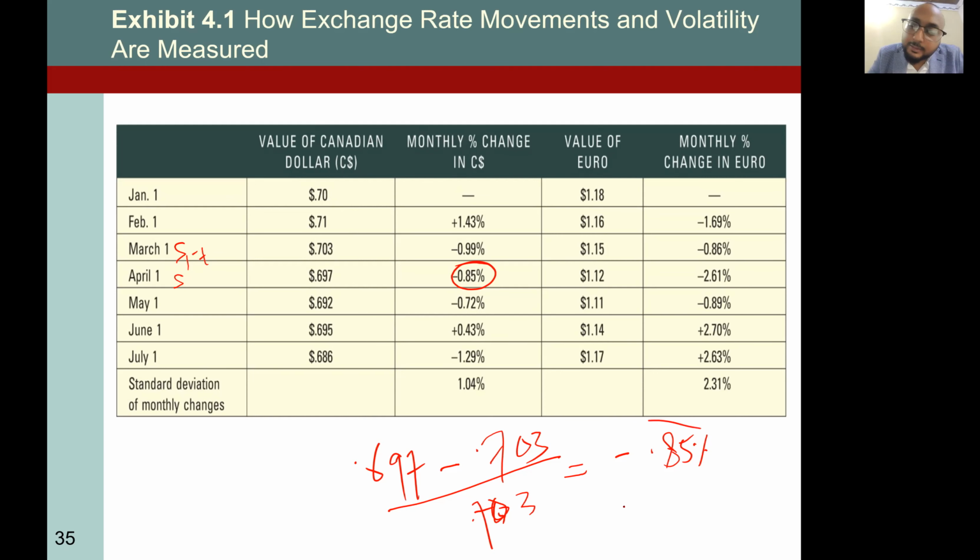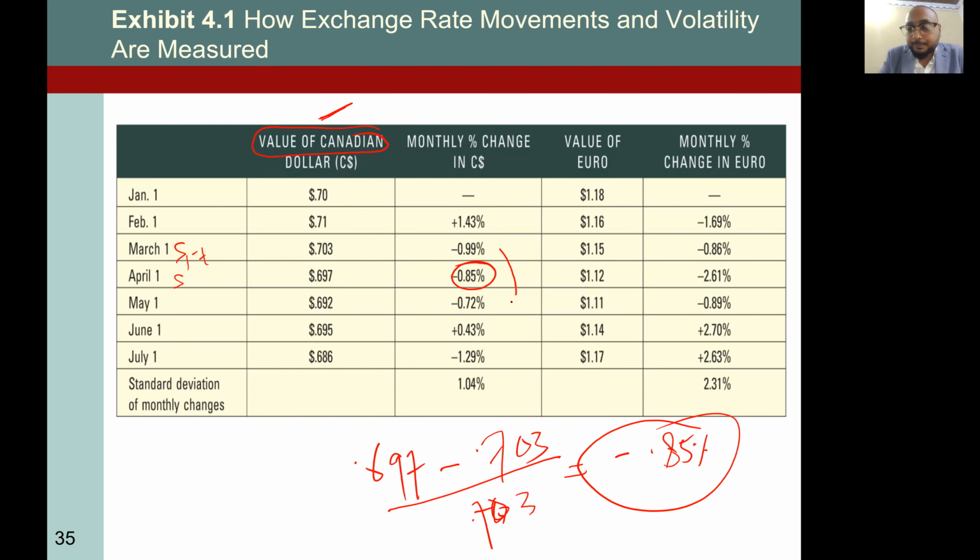So it means the currency is depreciating. So which currency is depreciating? This is the value of the currency, which are written in terms of dollars. So that doesn't mean that the dollar is depreciating. No. Canadian dollar is depreciating right now.